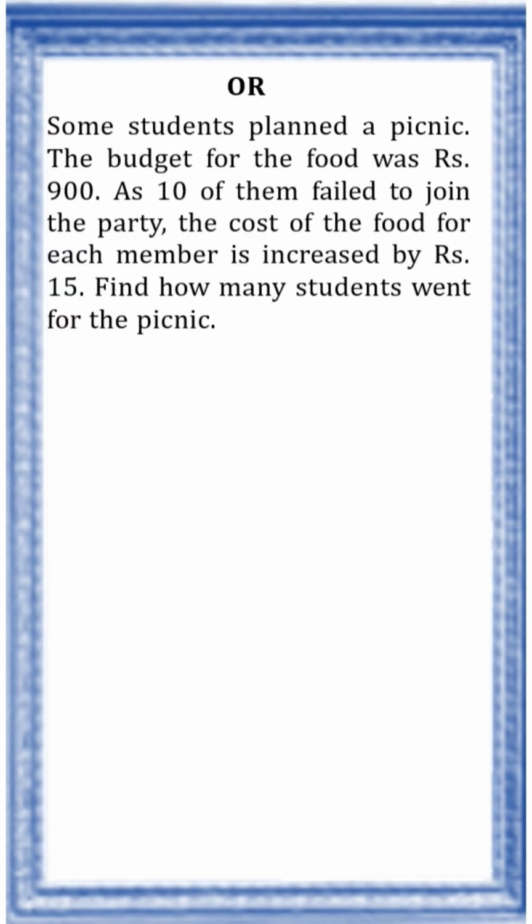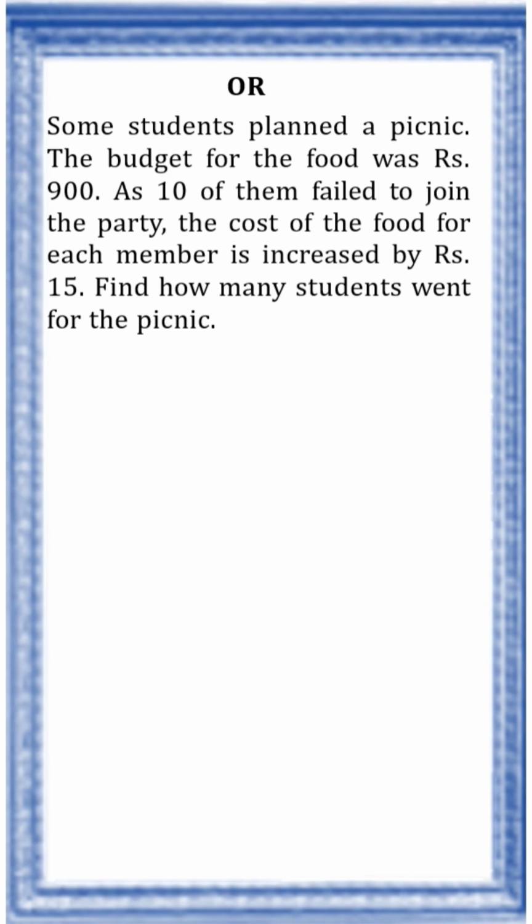Now let us solve this question. Some students planned for a picnic. The budget for the food was rupees 900. As 10 of them failed to join the party, the cost of the food for each member is increased by rupees 15. Find how many students went for the picnic.